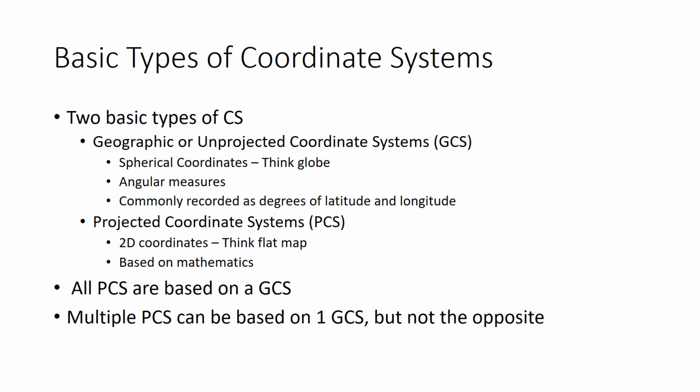So there's 2 basic types of coordinate systems: geographic coordinate systems, which could also be called unprojected coordinate systems, and then the other type is projected coordinate systems. The GCS is spherical coordinates. Think of the globe and the angular measurements, like degrees, minutes, and seconds in longitude and latitude. Whereas projected coordinate systems are 2-dimensional maps. They're mathematical in origin, and they typically are going to be in meters or feet.